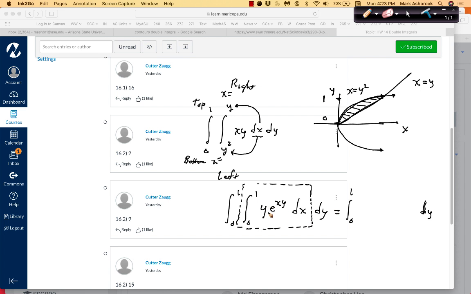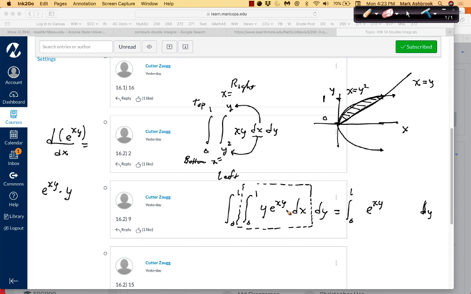The antiderivative of e to the xy is, if you remember your derivatives, e to the xy. Okay. But this is actually like the chain rule, right? If you think about doing the derivative of e to the xy with respect to x, what would you get? You would get e to the xy times the derivative of the interior function by the chain rule, which is y. Well, notice that's exactly what we have.